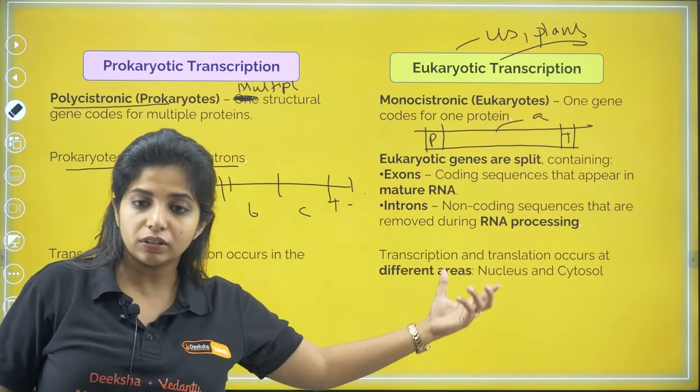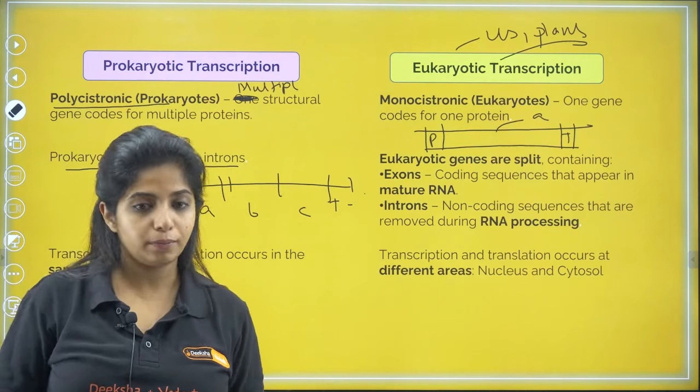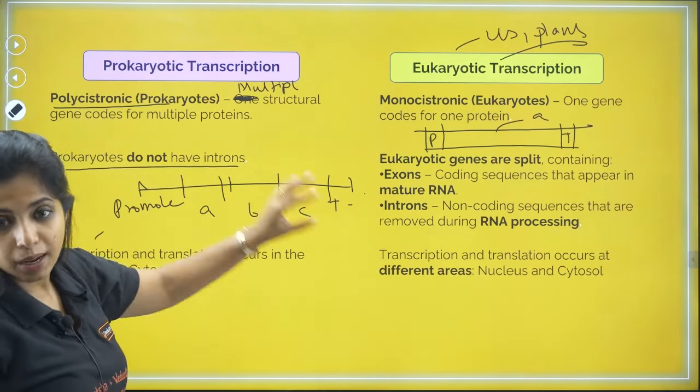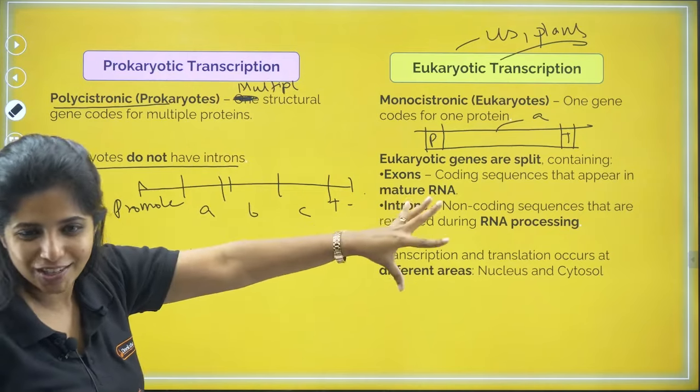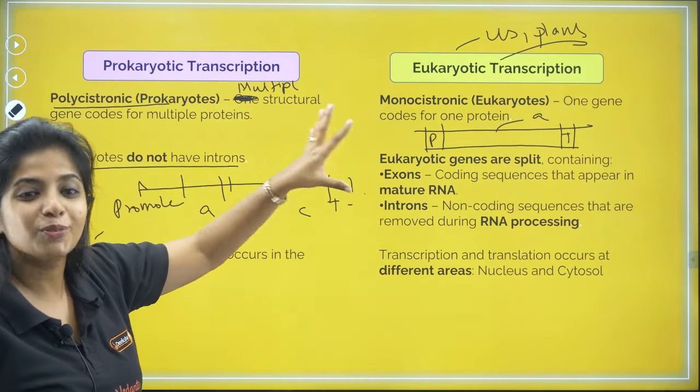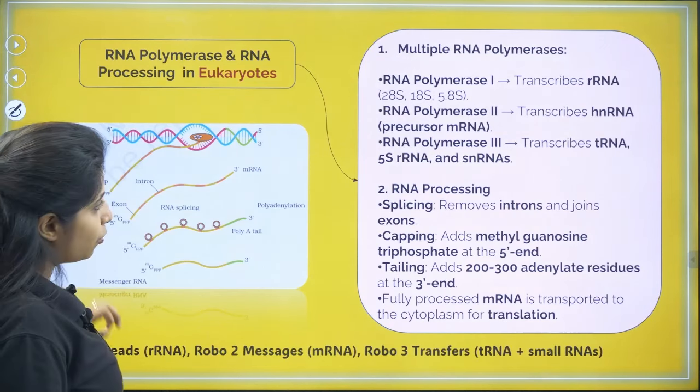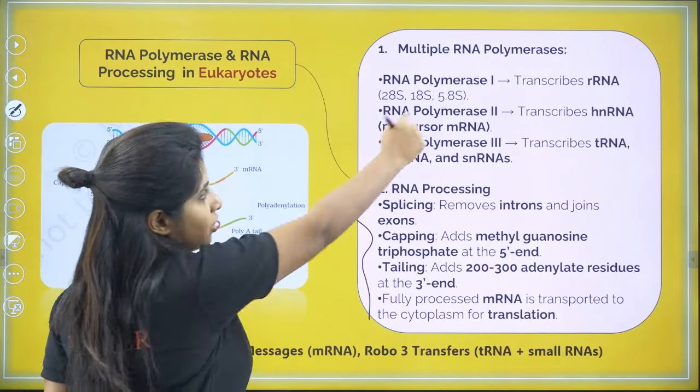So it happens in the nucleus and half of it happens in the cytosol. Please remember it. Okay, so these are the three things that you need to know: polycistronic, monocistronic, but they do not have introns. We have introns, and those have to be removed, and we are going to talk about that over here. So I'll talk about this first, then we'll talk about that.